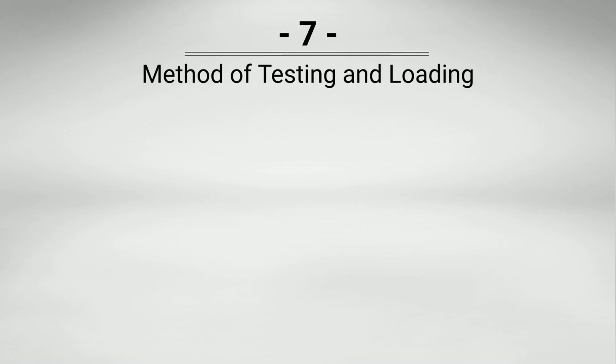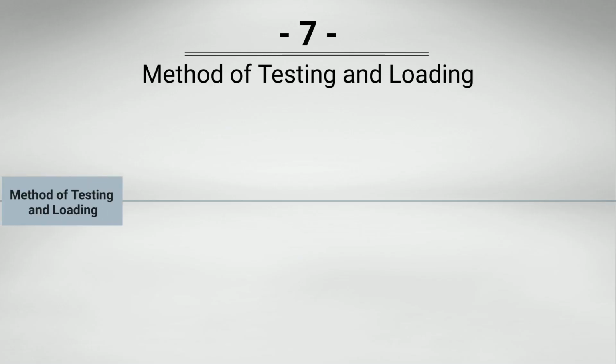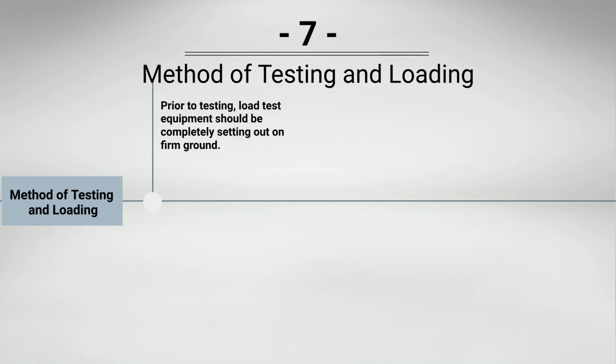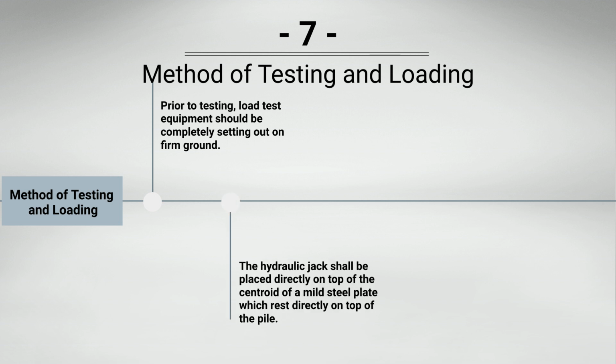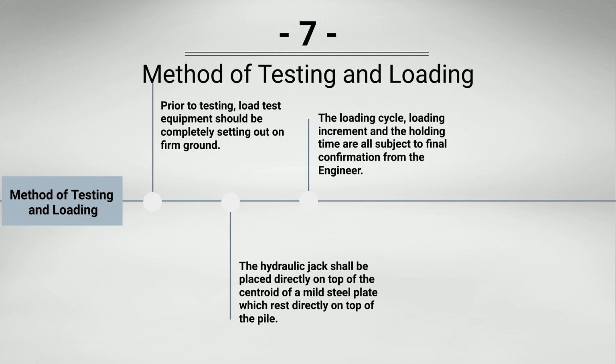Method of testing and loading. Prior to testing, load test equipment should be completely set out on firm ground. The hydraulic jack shall be placed directly on top of the centroid of a mild steel plate, which rests directly on top of the pile. The loading cycle, loading increment and the holding time are all subject to final confirmation from the engineer. Movement of the pile head shall be measured by 4 dial gauges.